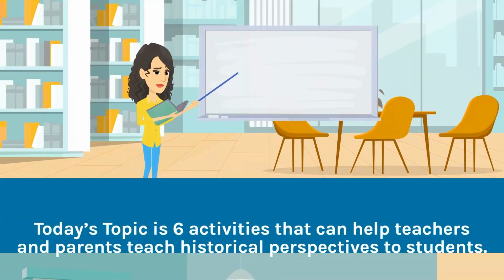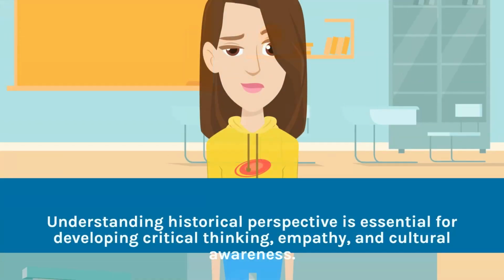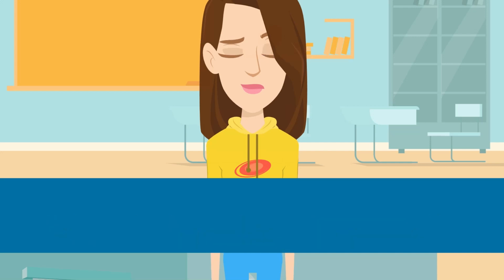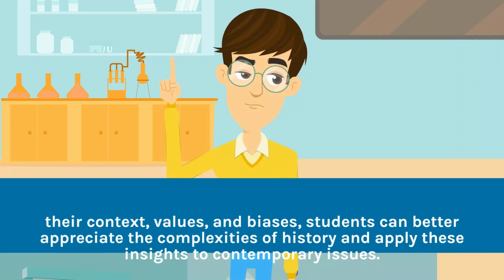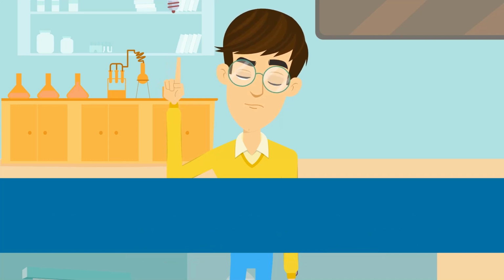Today's topic is 6 activities that can help teachers and parents teach historical perspectives to students. Understanding historical perspective is essential for developing critical thinking, empathy, and cultural awareness. By learning how different people in different times interpreted events based on their context, values, and biases, students can better appreciate the complexities of history and apply these insights to contemporary issues.